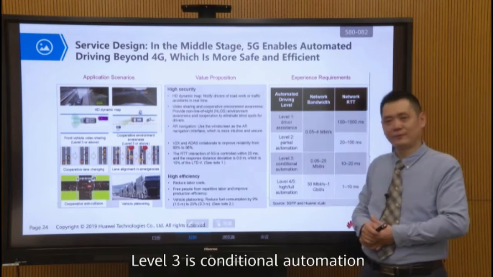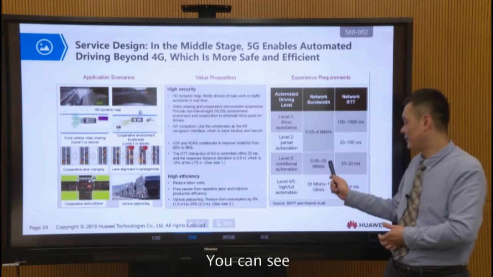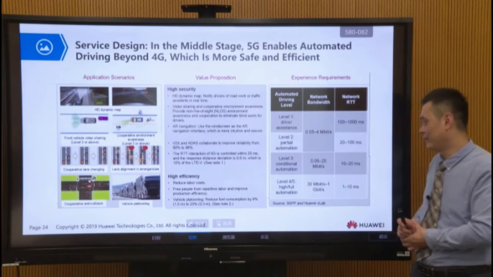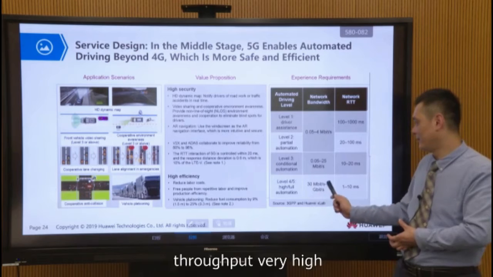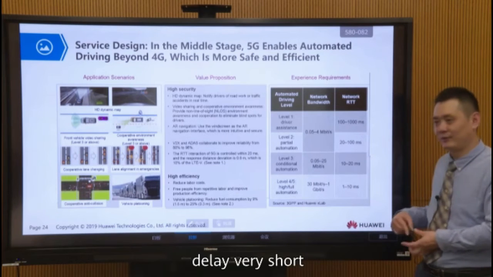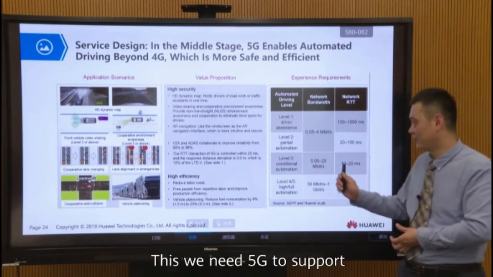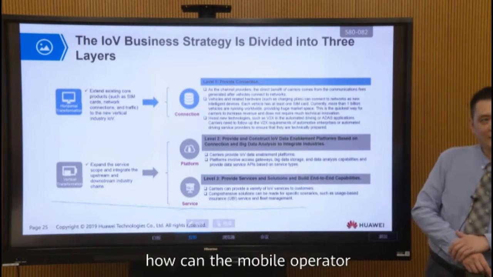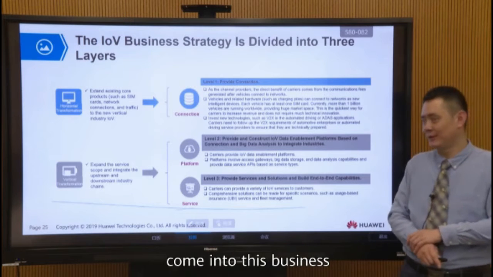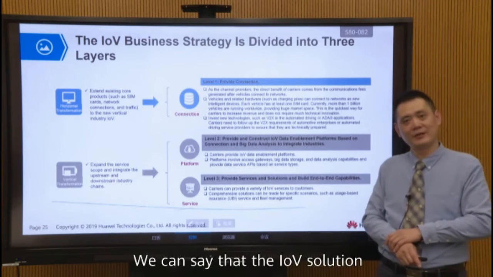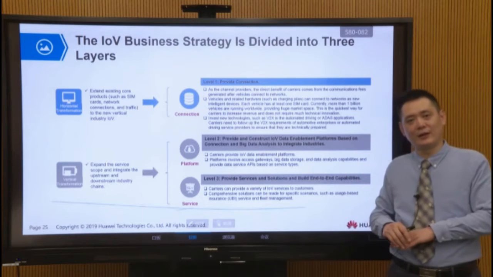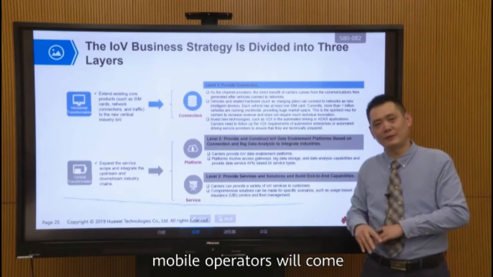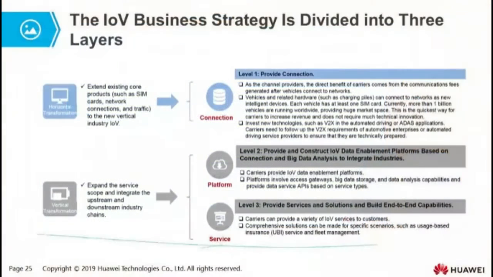Level 3 is conditional automation. You can see that the throughput and the delay have requirements. Level 4 and 5, throughput very high. Delay very short. This we need 5G to support. And for the operator, how can the mobile operator come into this business? We can say that for the IoV solution, we need 5G. For 5G, of course, the mobile operator will come into the playground.